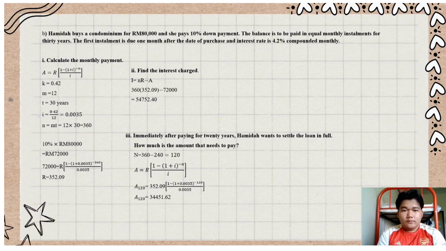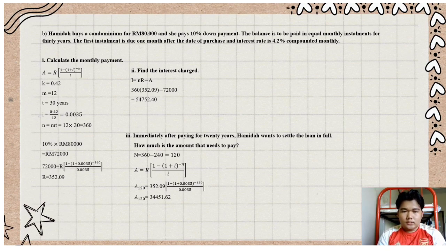Number 2: find the interest charge. I equals nR minus A, which is 360 multiply 352.09 minus 72,000, equals 54,752.40.